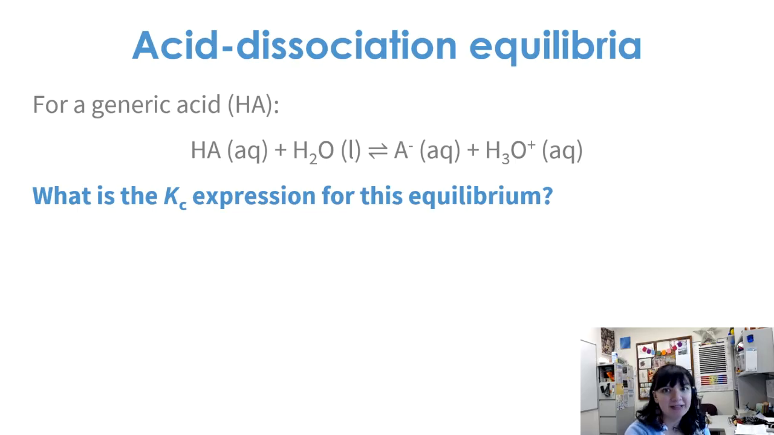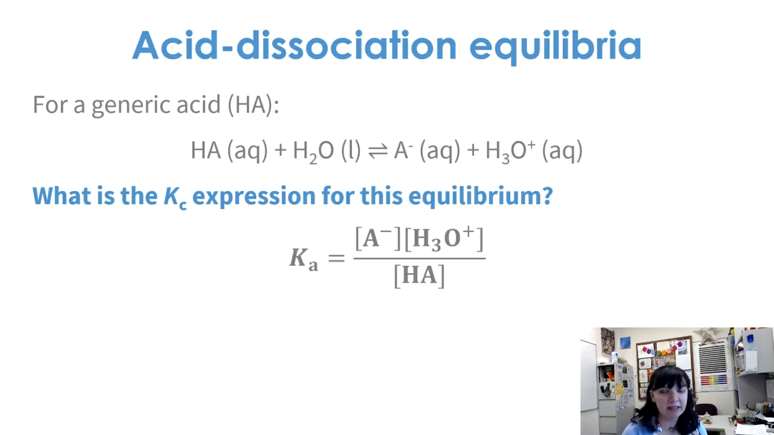So when writing out the Kc expression for this, it's going to follow the same rules that we looked at in the equilibrium chapter, basically just taking the products over the reactants and putting them to whatever power their molar coefficient is. In this case, all of our molar coefficients are 1. The only thing to note is that because we have liquid water in this reaction, pure liquids and pure solids do not appear in our equilibrium constants, and so we can ignore that. What that leaves us with is an equilibrium constant like this one, where we have the concentration of the conjugate base times the concentration of hydronium divided by the concentration of the acid.